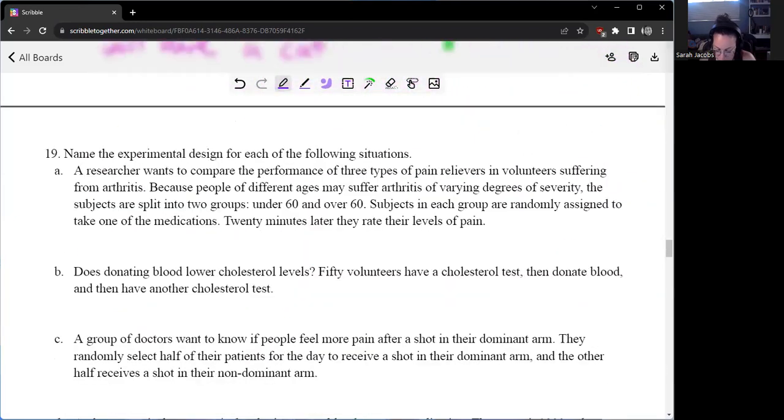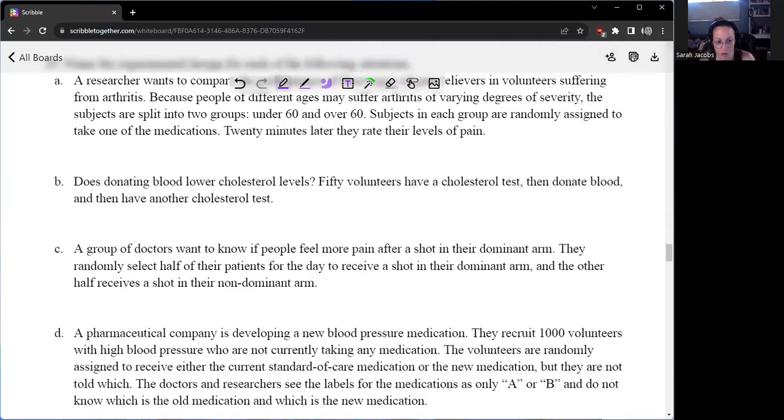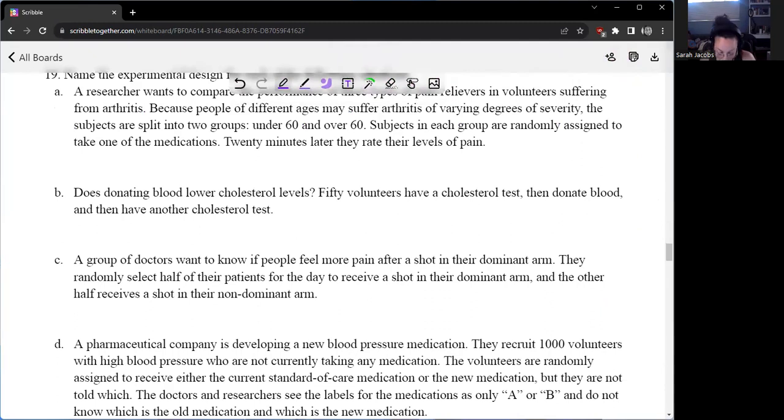Okay. Next up, name the experimental design for each of the following situations. So A, a researcher wants to compare the performance of 3 types of pain relievers in volunteers suffering from arthritis. Because people of different ages may suffer arthritis of varying degrees of severity, the subjects are split into 2 groups, under 60 and over 60. Subjects in each group are randomly assigned to take one of the medications. 20 minutes later, they rate their levels of pain. Okay, so this is applied treatment, right? They're randomly assigned to take one of the medications. So this is an experiment.